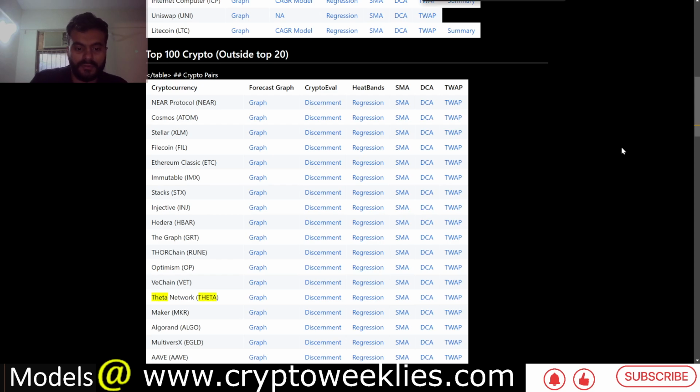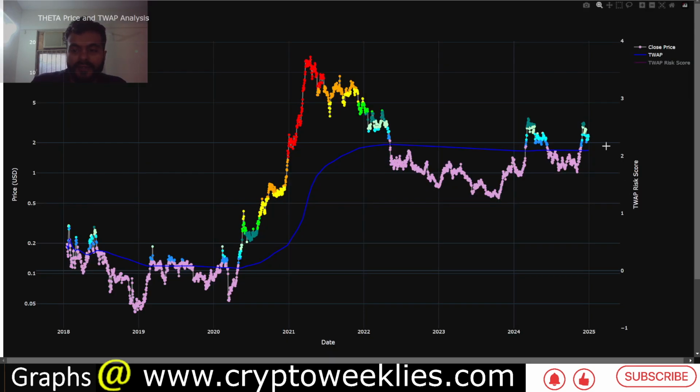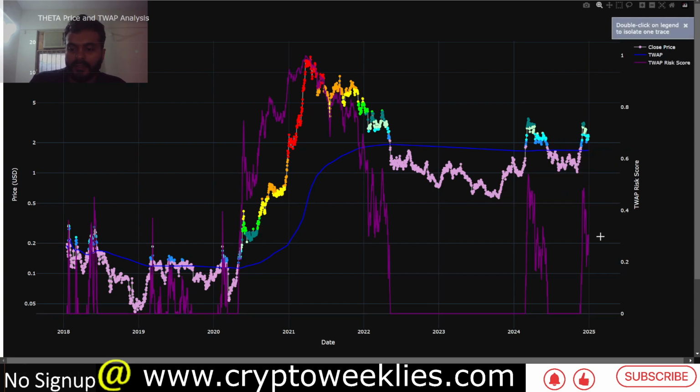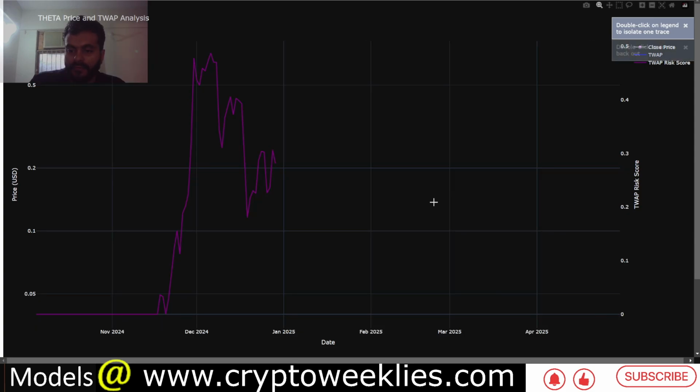Per the DCA model, the risk is at about 5%. The time weighted average price model says the price is close to the time weighted average price at around $1.67. The accumulation zone in terms of the bear market is established by this model very nicely. Whenever the price is lower than this blue line, especially in the bear market, there is a decent accumulation zone established by this model. Right now the risk score for Theta is coming in at about 28%.